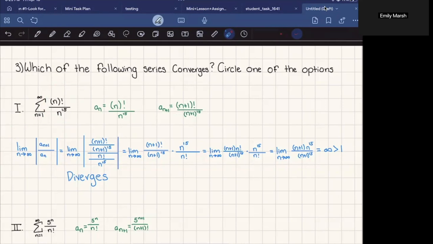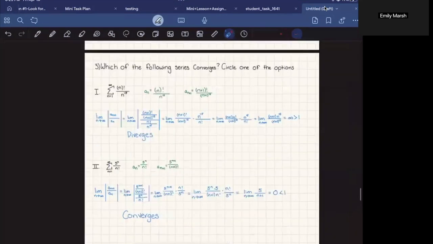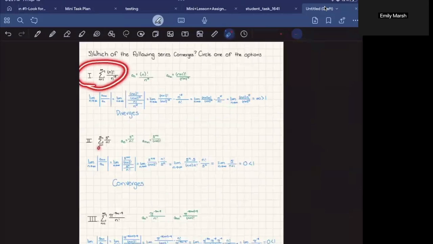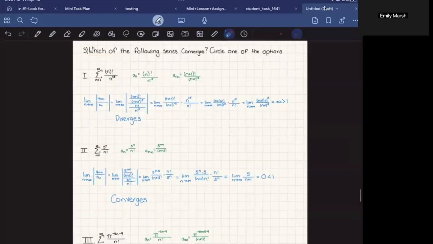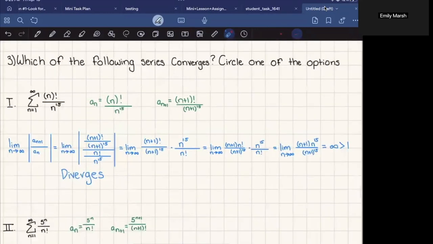So we have three series that we're going to be looking at. This one here, and this one here. I'm going to start off by going through number one, and then we'll go down and do number two and number three. So the first series that we have is the summation of n equals 1 to infinity for n factorial divided by n to the 15th power.